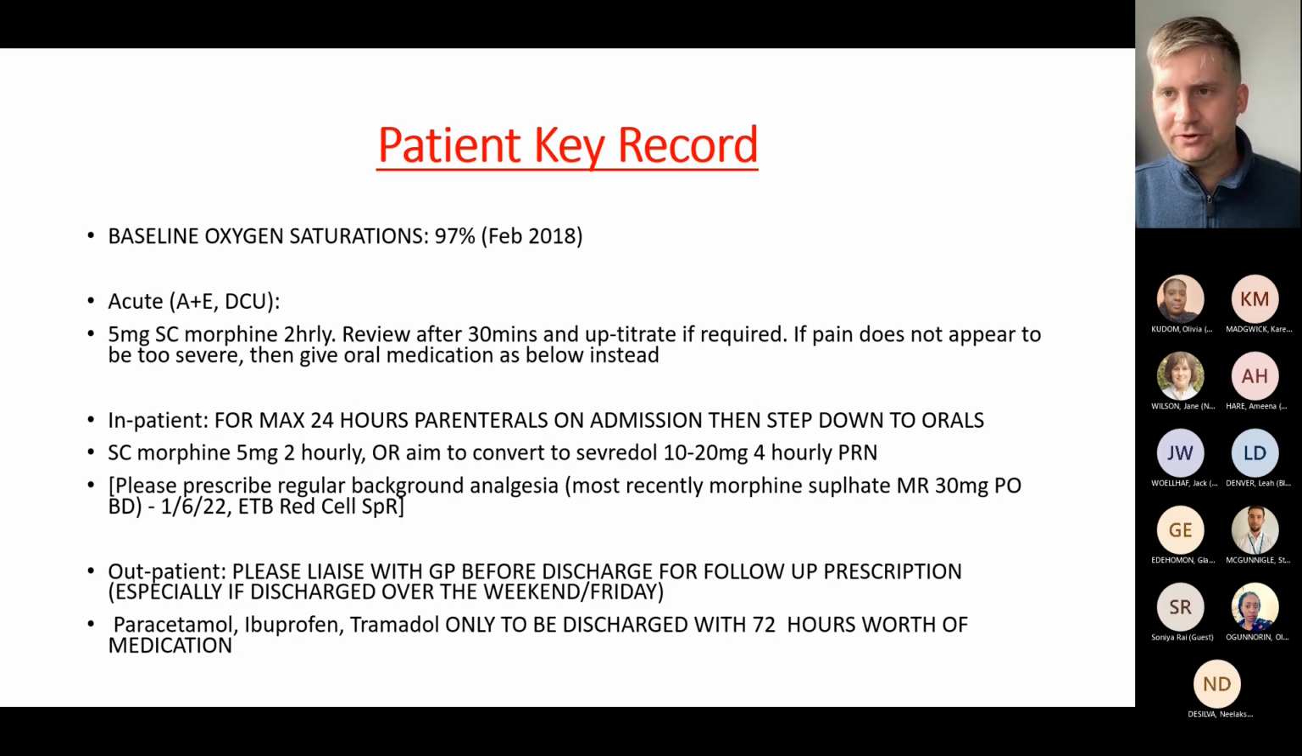Severodol is just a brand name for immediate release morphine, so your trust might be using something different. Please prescribe regular background analgesia. Most recently, morphine sulfate modified release 30 milligrams was used. That was in June.